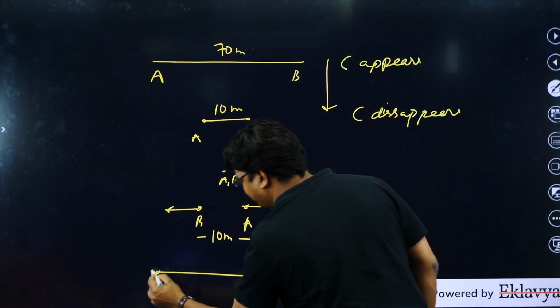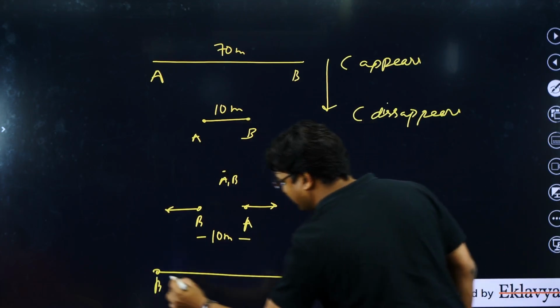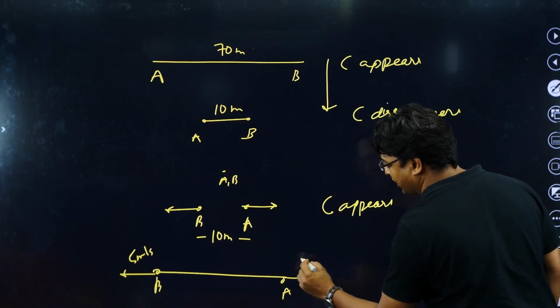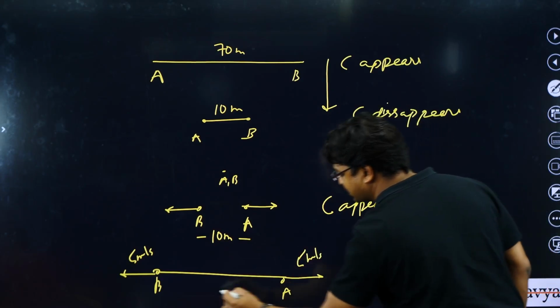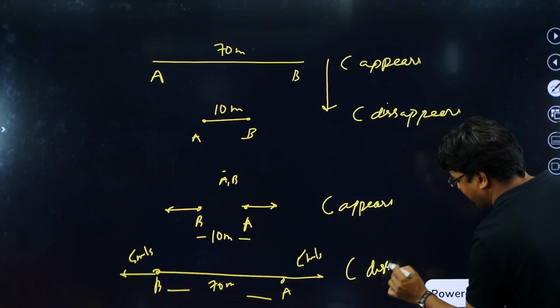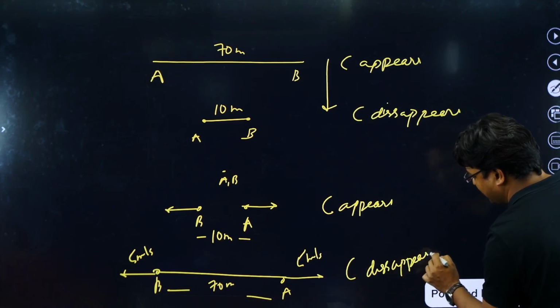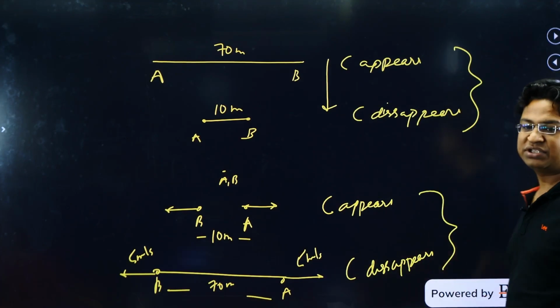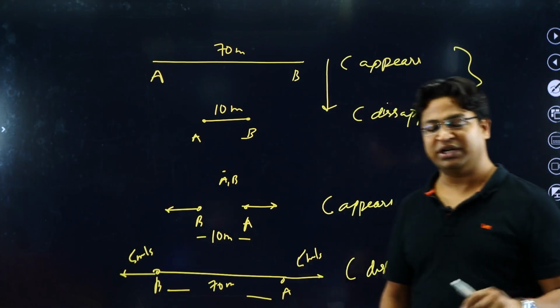And then B is here, A is here, B is going in this direction with 5 meters per second, A is going in this direction with 5 meters per second. The distance between them is 70. So at this moment, C again disappears and then C never comes back. So this was the duration when C existed and this was the duration when C existed. Once you have understood this, you can definitely do the math yourself.